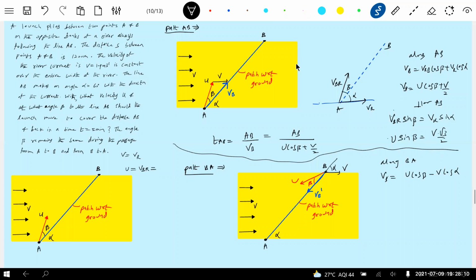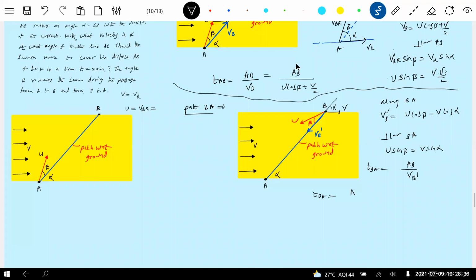Now perpendicular to BA, U sin beta equals V sin alpha. So what is the time taken to move from B to A? It should be AB by VB dash. What is VB dash? You can write the time taken to move from A to B as AB by U cos beta plus V sin alpha. The total time is given for this. What is the total time?